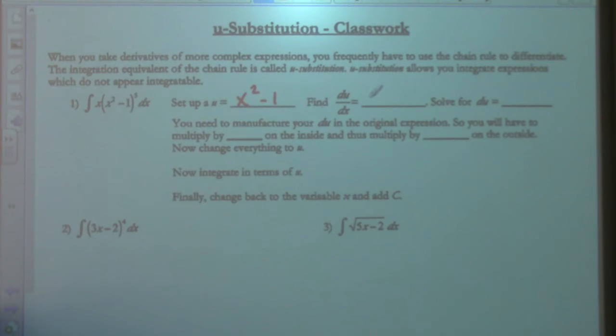Find du dx. And du dx is going to be 2x, right? And then solve for du and so on. So go ahead and work the rest of this out, and then we'll talk about that in about, what, 3 minutes? 3 minutes? Okay, 3 minutes.